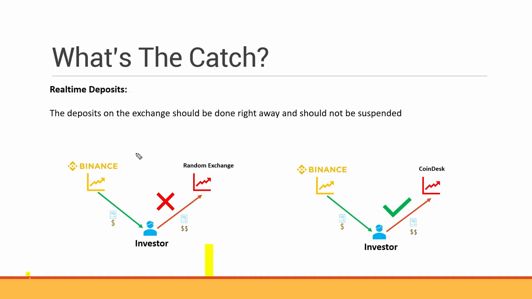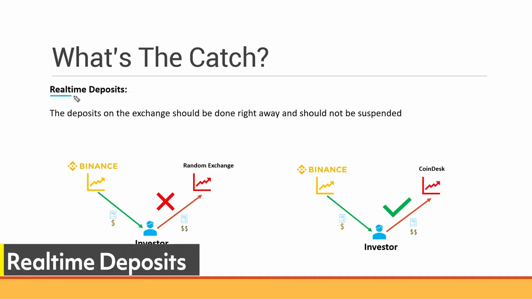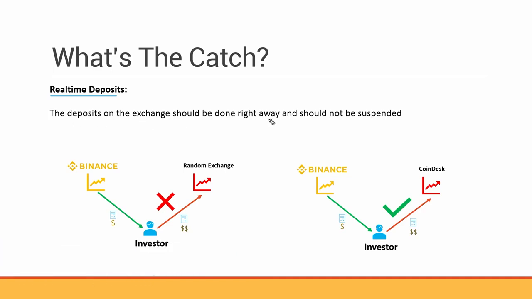Now, the second thing that you need to consider is the real-time deposits. The deposits on the exchange should be done right away and should not be suspended. So what happens sometimes is when you buy from one exchange and want to sell it on another exchange, you have to deposit your currency or funds on that exchange. Now, some exchanges do some verifications and they'll suspend your account for a moment in order to process those verifications.